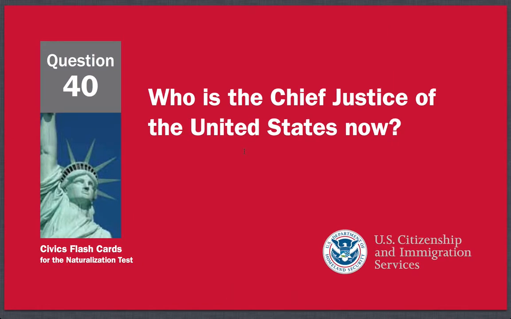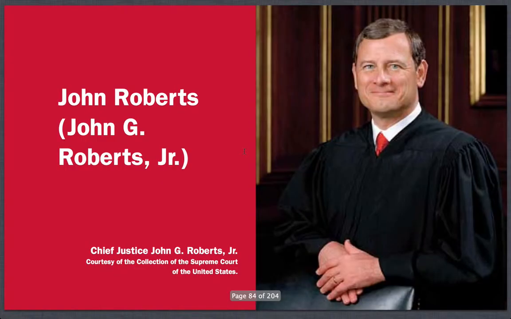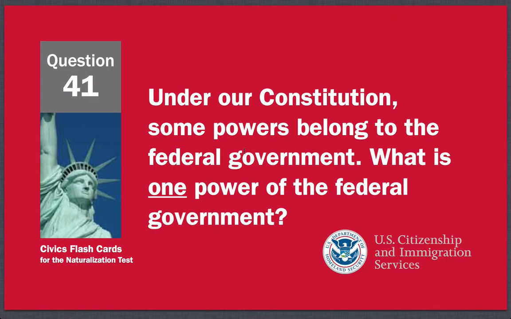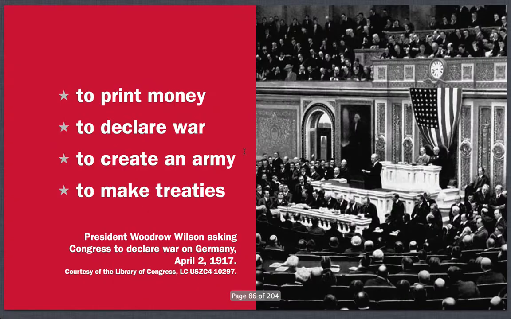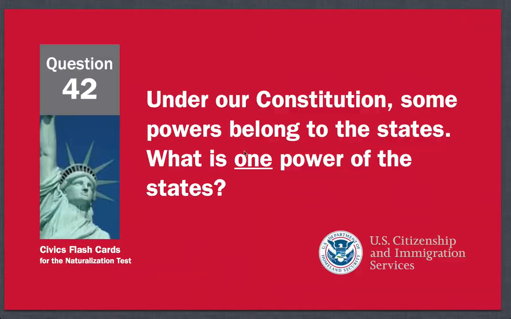Who is the Chief Justice of the United States now? Right now, it's John Roberts, and hopefully it won't change for a few years. Under our Constitution, some powers belong to the federal government. What is one power of the federal government? To print money, declare war, create an army, to make treaties.